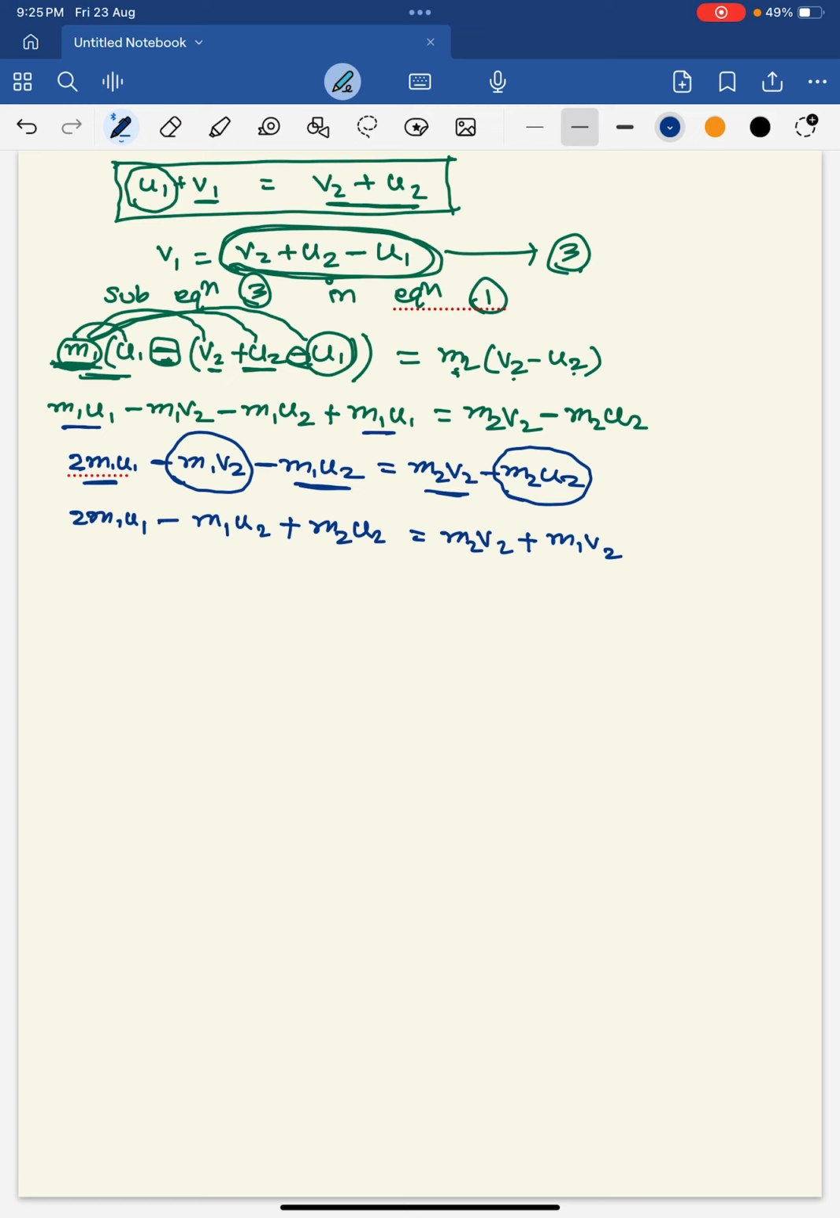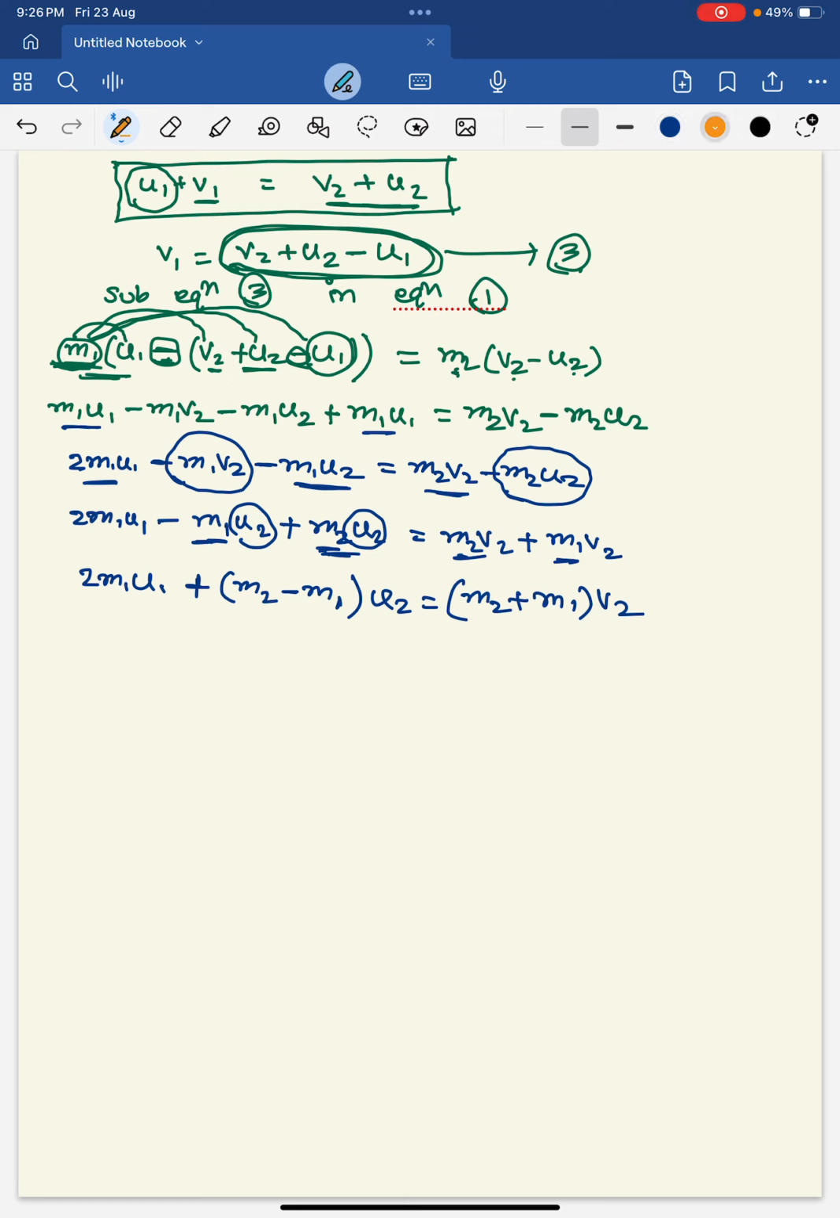So after getting this equation, look here. Here M1 will be there. Here M2 will be there. But U2 term is the common term, so we can take it outside. Let's see the next step. 2M1 U1 minus this term we can write as plus (M2 minus M1). M2 minus M1, then it becomes plus, right? Yes. M1 into U2 is equal to (M2 plus M1) into V2. Okay, so this is the expression I got, right?